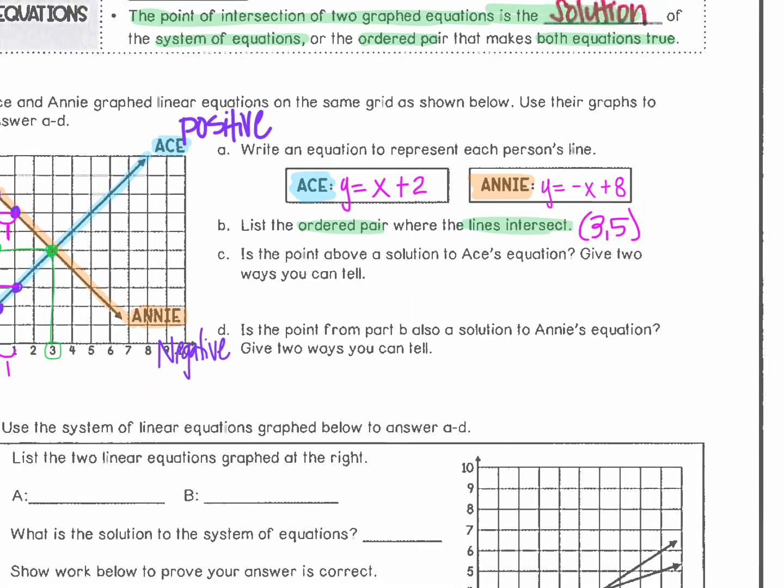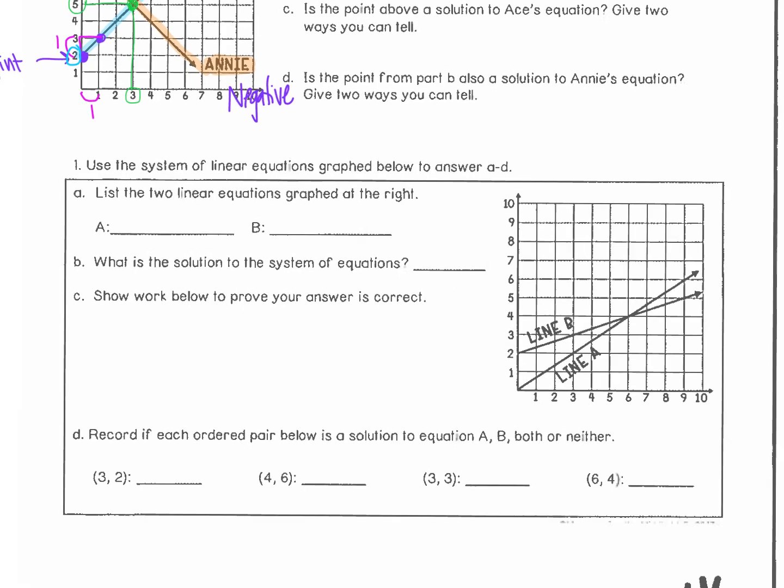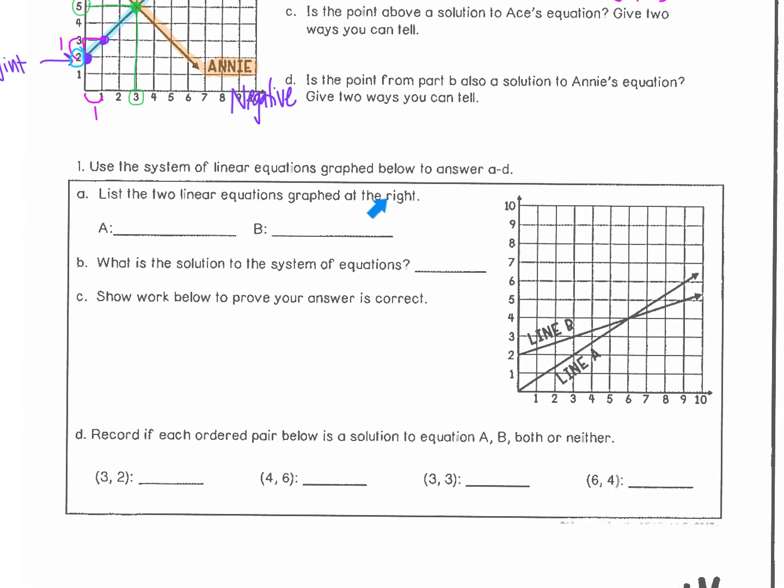All right, as we move down the paper to the next example, question 1, it says, list the two linear equations graphed at the right. So I have line A and then I have line B. These are very close together. We're going to put the equations here and then we're going to answer a couple problems.